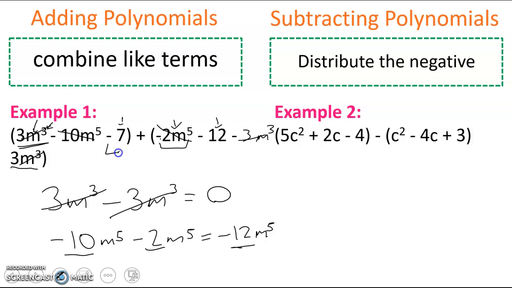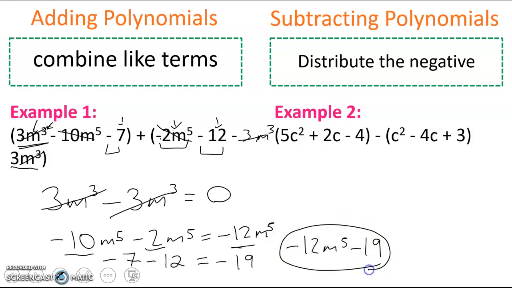Last thing we have here is negative 7. And that is a constant. What you want to do is look for another constant. And you see, hey, I got this negative 12 right here. I can do negative 7 minus 12, which gets me negative 19. And then once that is all said and done, we just combine these into standard form, and that is our final expression when we add them together.